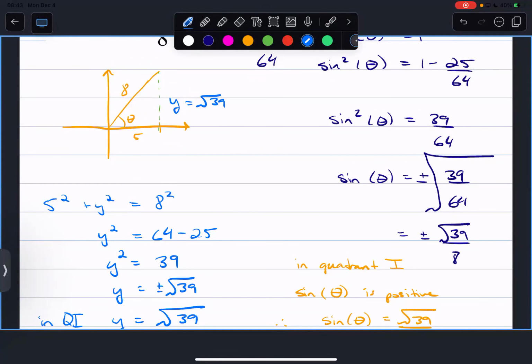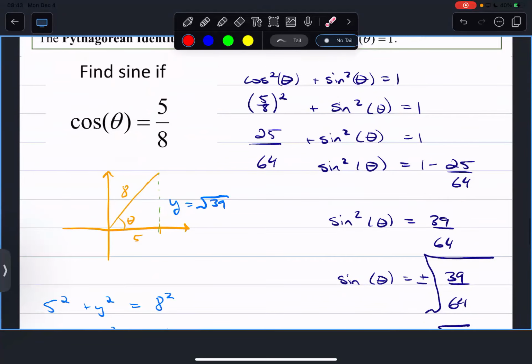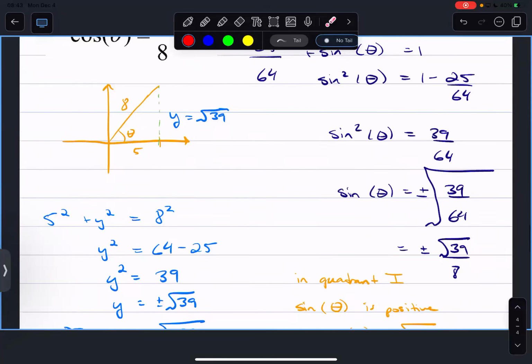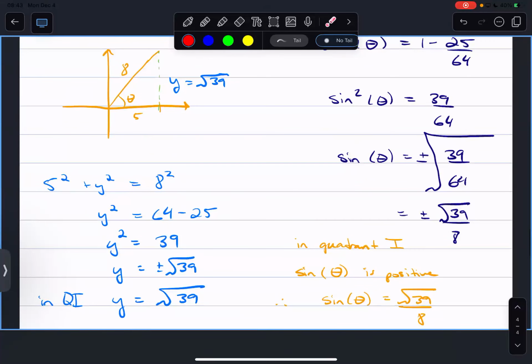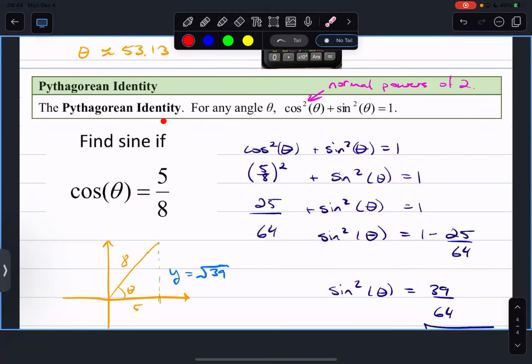So now the sine is the opposite, root 39, over the hypotenuse 8. So two different ways that you could solve it. You only have to do one, obviously, but whichever way you prefer is fine. Maybe this way is easier. Either way, you're using the Pythagorean theorem just in different capacities. And that's how they are related.